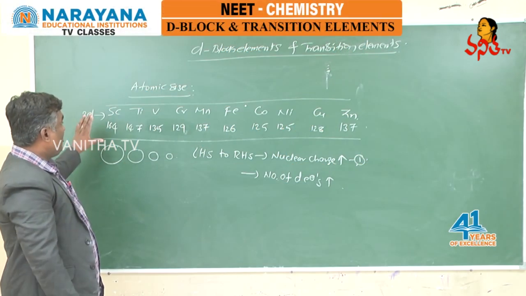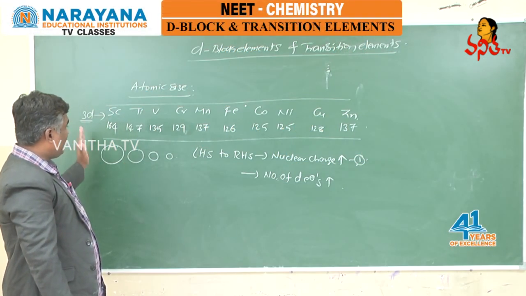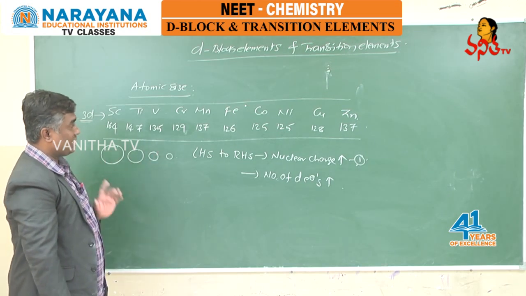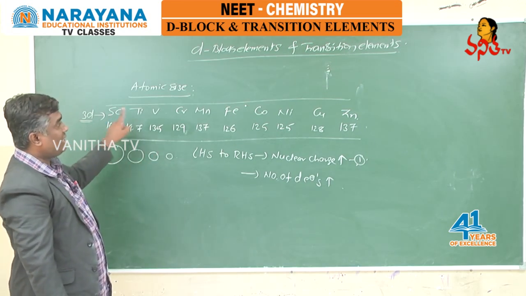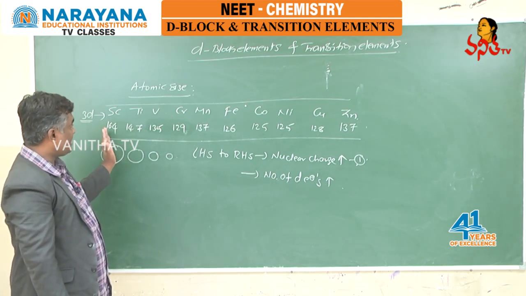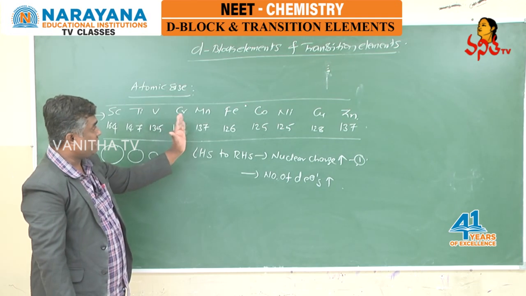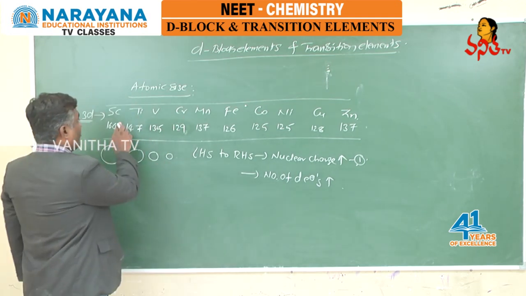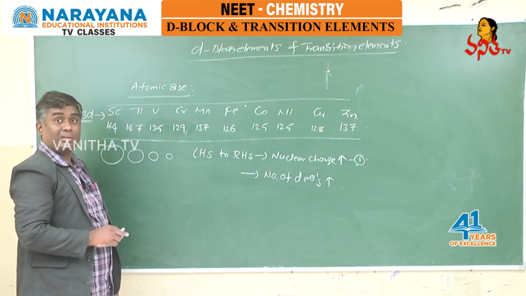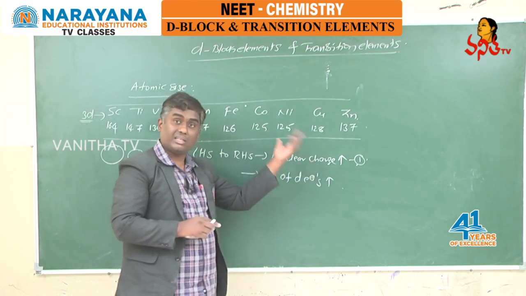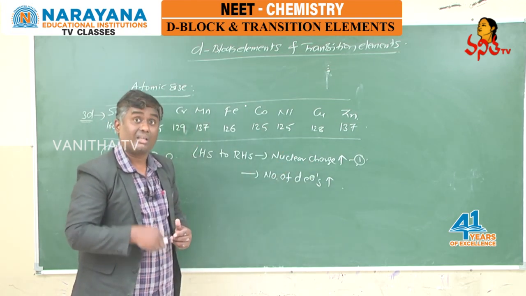See students, in a period we know that from left hand side to right hand side atomic size should decrease, but here from scandium to zinc if you observe, atomic size is not regularly changing. Sometimes it is decreasing, again then it is increasing. The reason behind this: from one element to next element atomic number increases by 1 unit, as a result nuclear charge increases, nuclear attraction power is increasing.